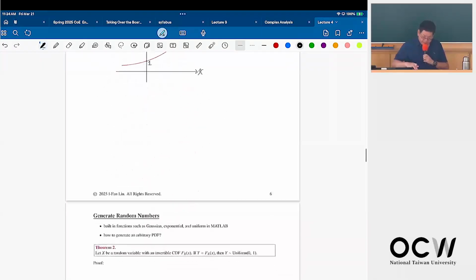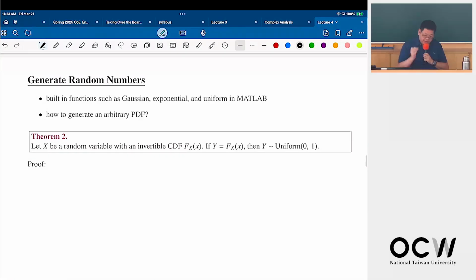All right, next, we'll talk about how we generate random numbers on a computer. In MATLAB, we have the built-in functions like Gaussian, exponential, uniform, which is good. But if you want to generate an arbitrary PDF, how do we do it? Here's the theory. X is a random variable, and we have an invertible CDF. If my random variable y is the CDF of x, then this random variable y is uniformly distributed from 0 to 1.